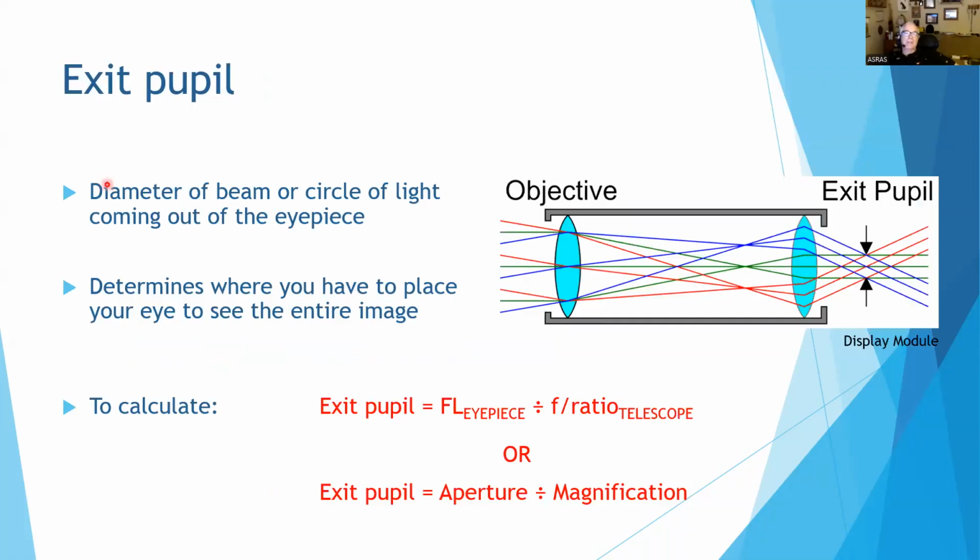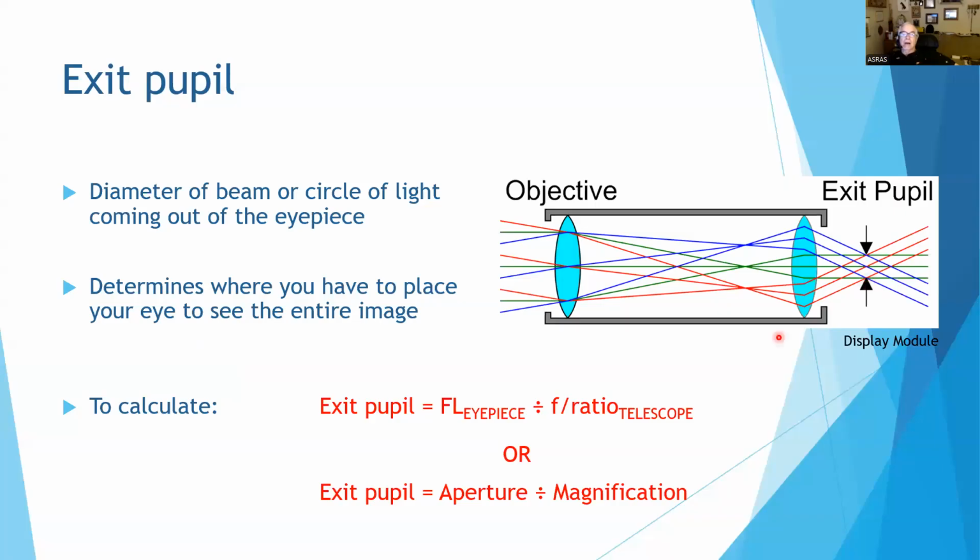All right, exit pupil and eye relief, which are both qualities of eyepieces. Exit pupil is the diameter of the beam or circle of light coming out of the eyepiece. So here's incoming light rays, here's the objective, here's the lens of the eyepiece, and here is the size of the cone of light exiting. This can get larger or smaller. It determines where you have to place your eye.